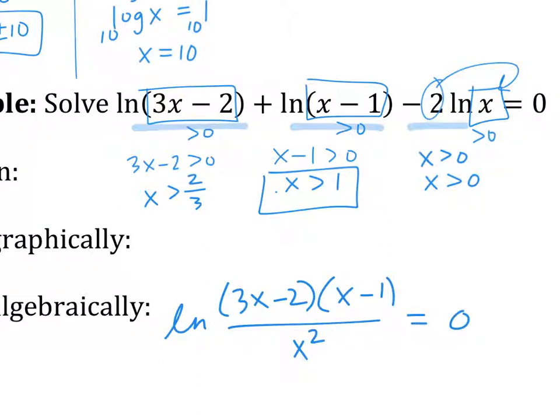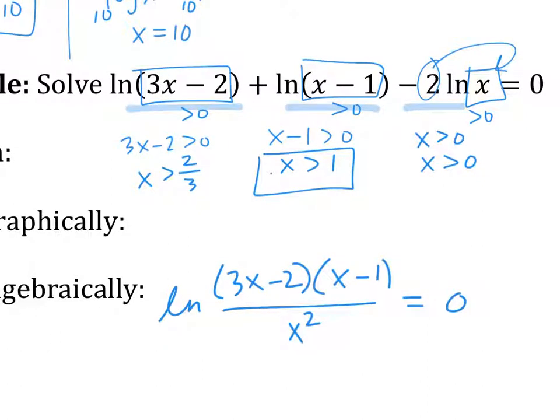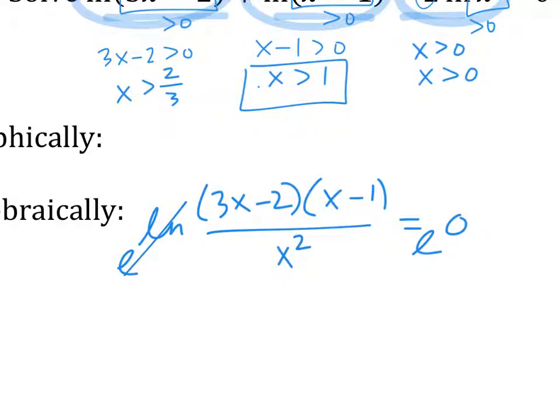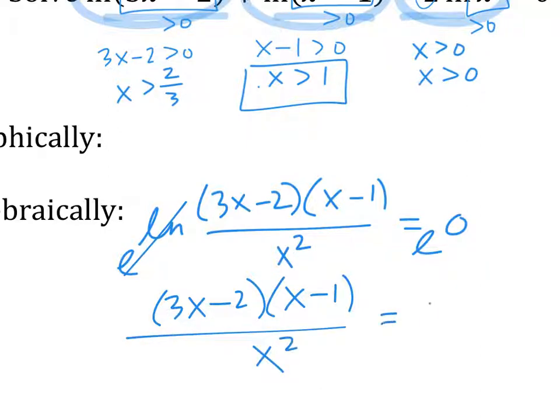What do you have to do now? You have to FOIL. Yes, we do have to FOIL, but before that, what should we do? We could raise it by e. Yeah, now we can raise it by e. We don't have to check the domain again because we already checked it from the beginning. Remember, we always only check the original one, not the one you started changing. Okay, so e to the whole thing, that's gone. 3x minus 2 times x minus 1 over x squared is equal to 1.